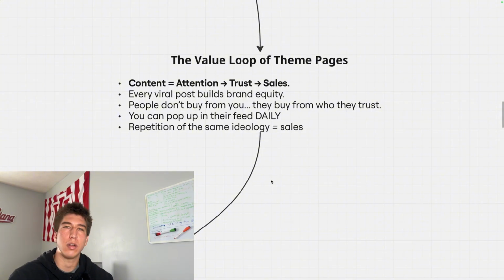You can go look at Instagram pages and you'll see some of them, you click on the page and it just looks ugly. It doesn't make any sense. Maybe they're posting multiple different niches, etc. They have no chance of ever selling a product.